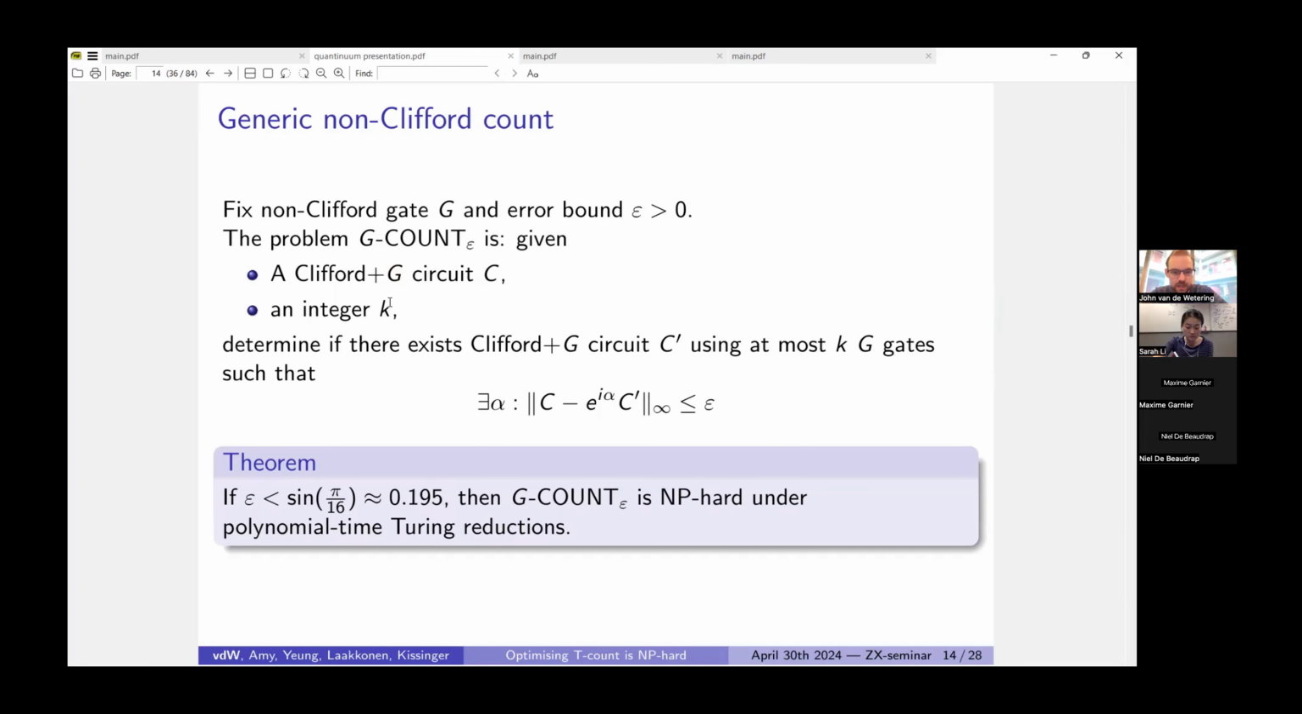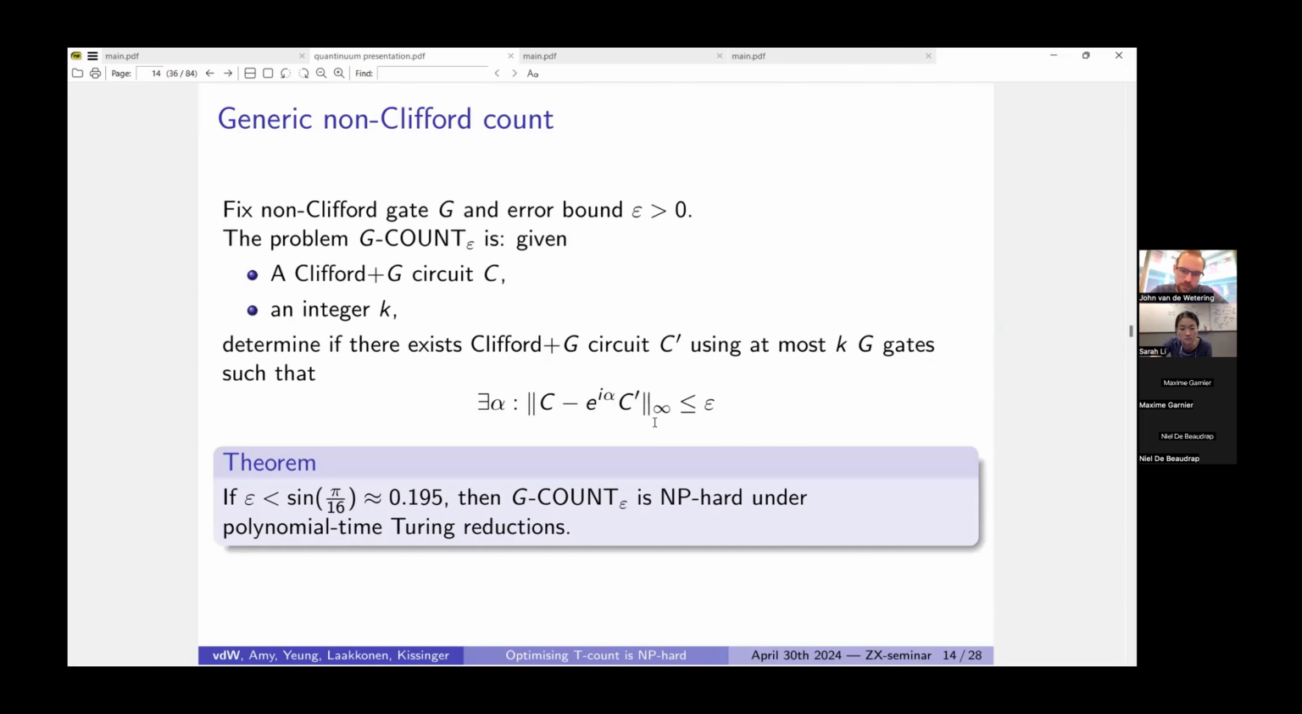and an integer K. And now we need to determine whether there exists a Clifford plus G circuit C prime, which again uses at most K G gates, such that it's not exactly equal to the circuit C, it is just within epsilon of the target circuit in the operator norm, where this alpha is a global phase. So we are saying if there is a global phase such that these things are close together.